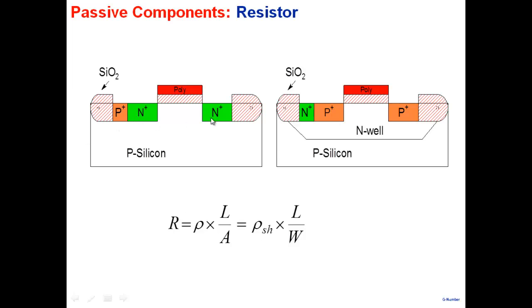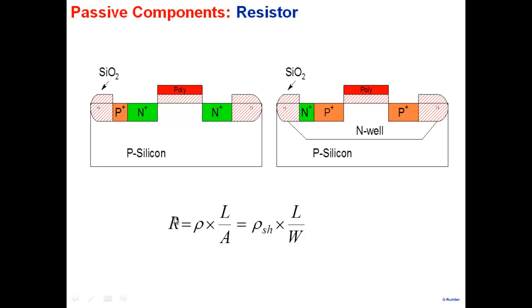So you have these different layers that are available. I can maybe use an N plus layer to make a resistor. The N plus layer will have a certain sheet resistance, and I can make two contacts to my N plus layer, and I have a resistor. Is it a good resistor? Is it a bad resistor? What kind of a resistor do I get here?